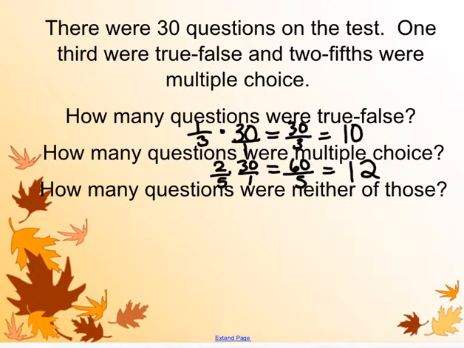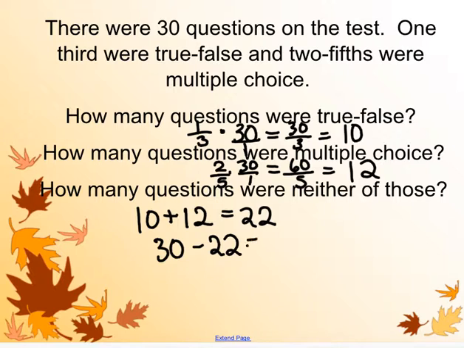Lastly, we need to know how many were neither or short answer. There's a couple ways to do this. One is looking at how many questions were true, false, how many questions were multiple choice, and we know we need to get a total of 30, so we could say 10 plus 12 is equal to 22. Well, that means that 30, our original total, minus how many we had for the other ones, gives me how many are left for the short answer. So we have 8 questions.